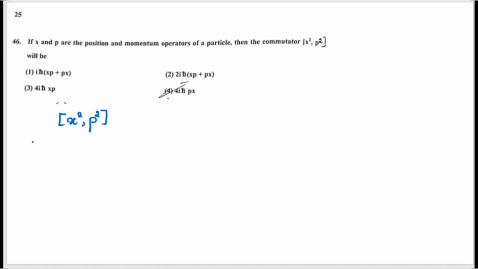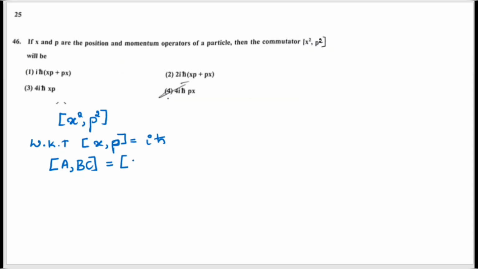Let us solve this. We know that there is a general form, that is the commutation of x comma p is nothing but i into h cut. Here we have x square and p square. Now using the identities, we shall solve this problem. So what is the identity? That is the commutation of a comma b c, where a, b, c are operators. We can write it like this.